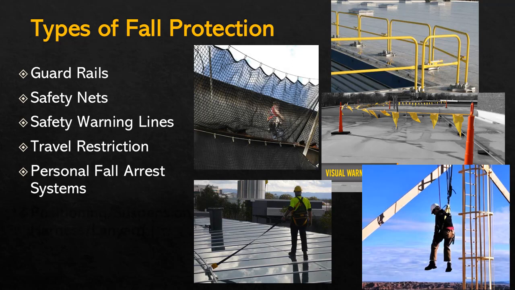Personal fall arrest systems. These are the quintessential form of fall protection, where you have an anchorage point and a lanyard and a harness, and where even if you do go over the edge, the shock absorbing systems will keep you from hitting the ground.